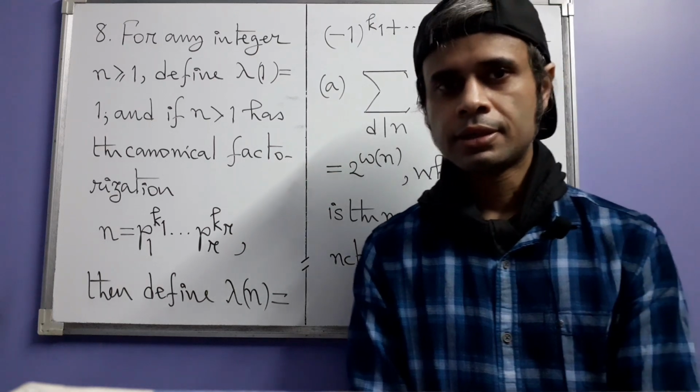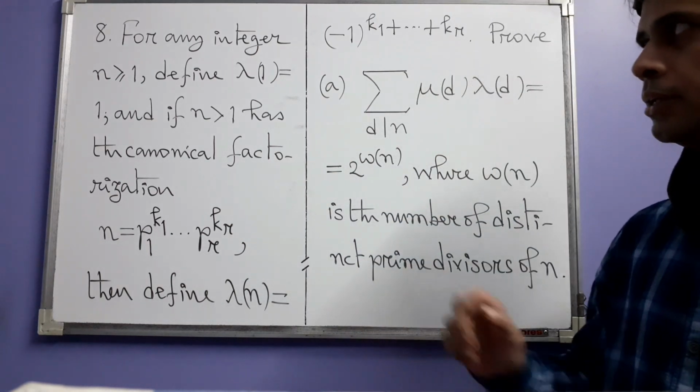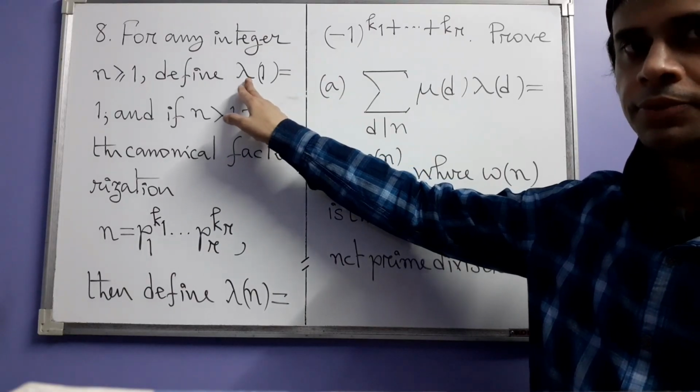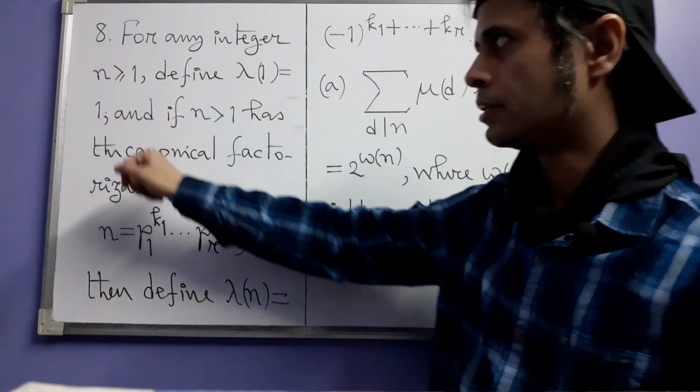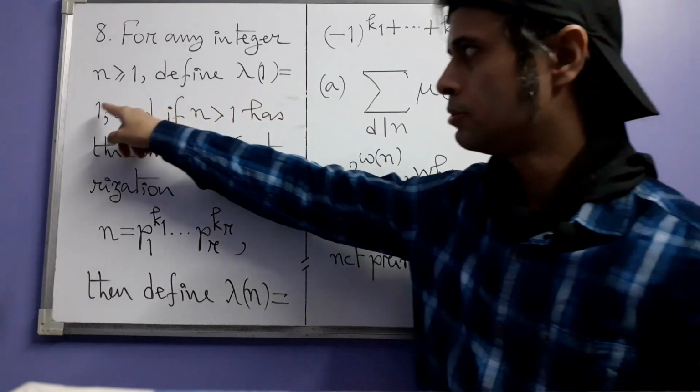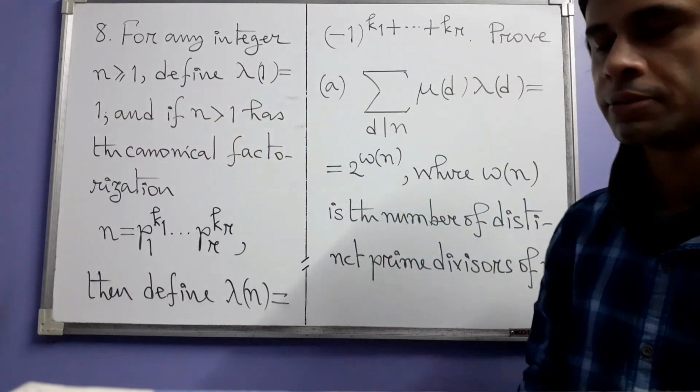This is the last exercise of this section, number 8. In it, we first define a new function lambda for all positive integers n. When n is 1, lambda is defined to have the value 1. That means lambda of 1 is 1.